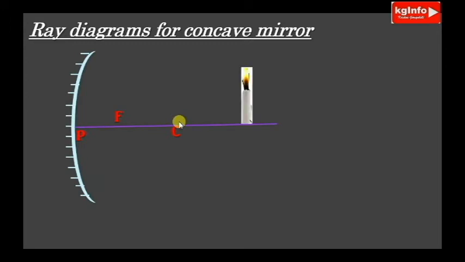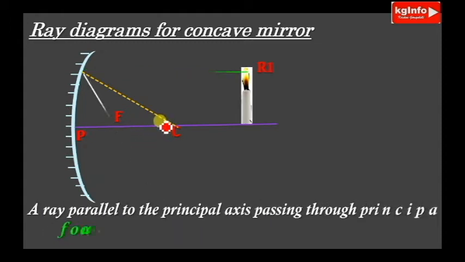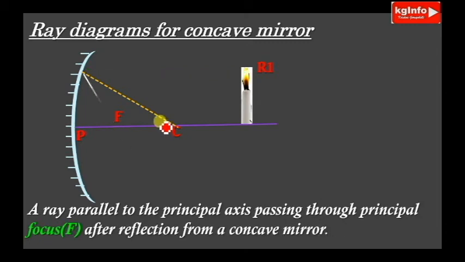So, R1 ray diagram. This is a concave mirror with P, F, C, and let's take a candle. One ray passing from the candle, parallel to the principal axis, reflects through the focal point. All parallel rays reflect through the focal point. This is very important. This is ray 1. A ray parallel to the principal axis passes through the principal focus F after reflection from a concave mirror.